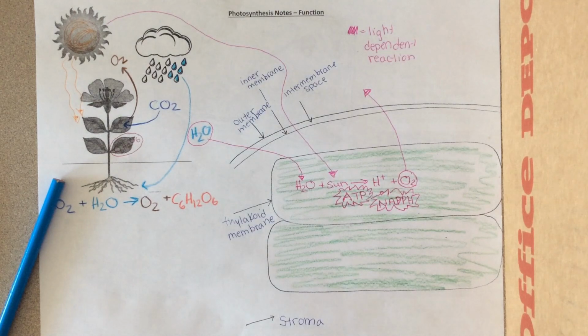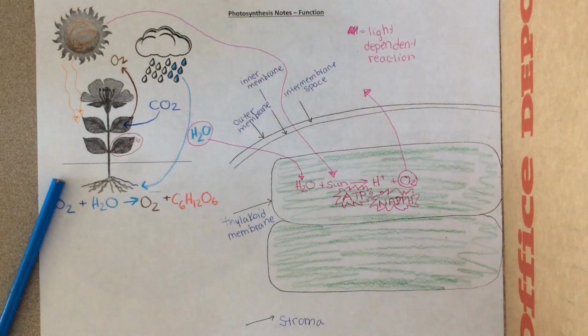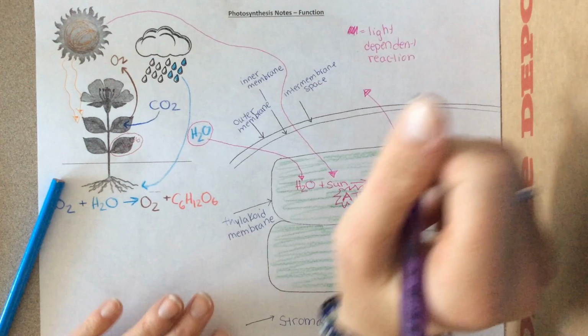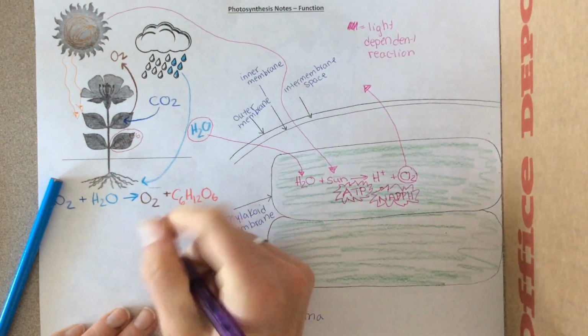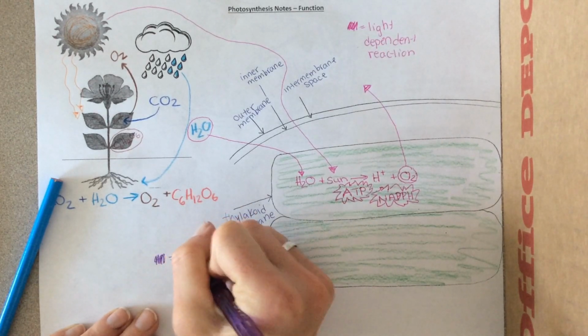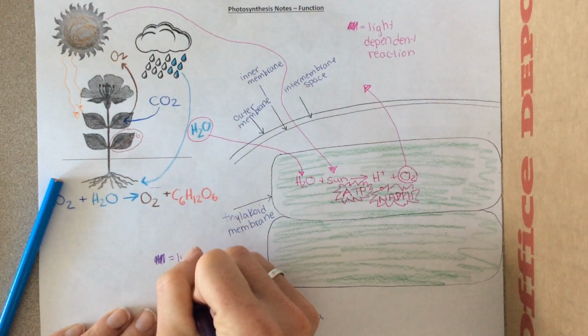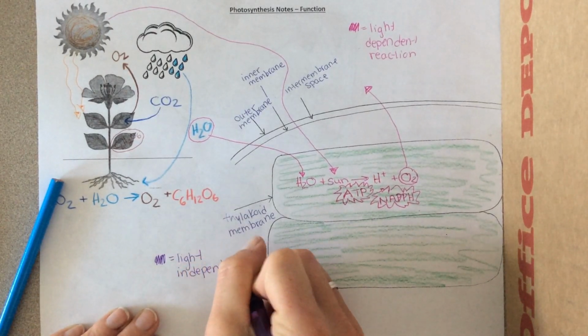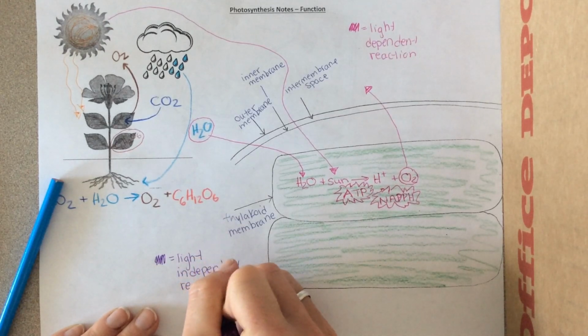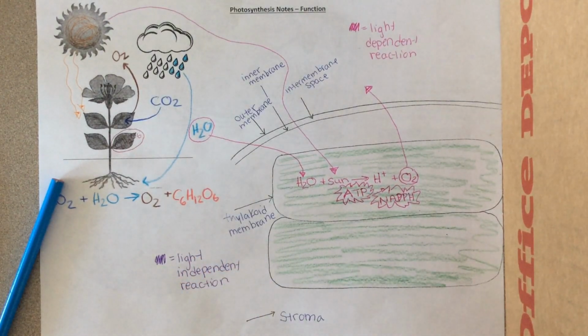I need a different color for this. I'm going to use purple. So purple, your page is probably going to look a little bit different because you already have notes on it, but I just want to spread this out so you understand a little bit better. Light independent reaction. So the light independent reaction is called that because it doesn't have to happen when the sun's out, and so it does not use the sun's energy.